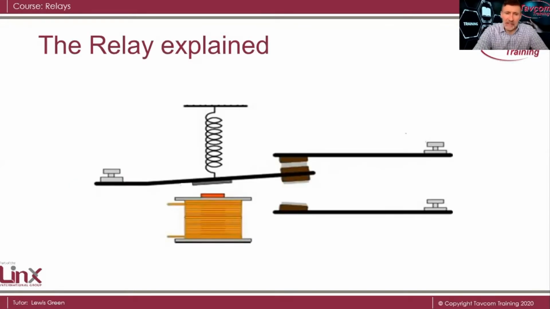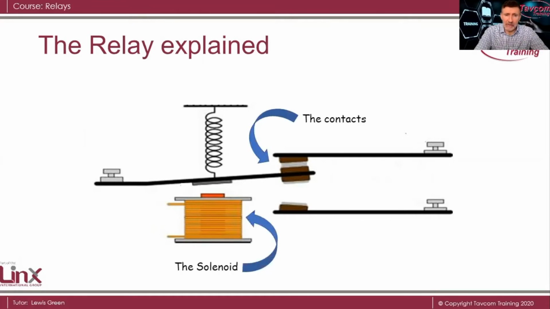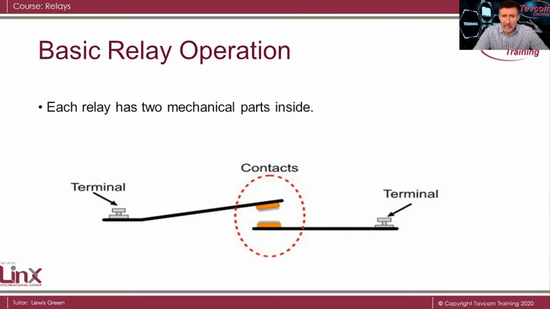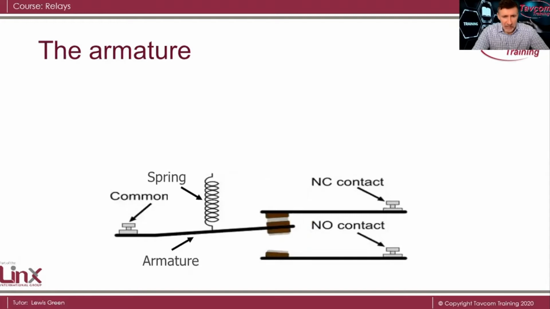In this first slide, we can see the important parts of the relay: the contacts and the solenoid. As we see from this slide here, there are two terminals with the contacts separated. These are shown in the open position. In the closed position, each terminal is then connected to each other. The armature is what actually moves the contacts between the normally open and the normally closed.